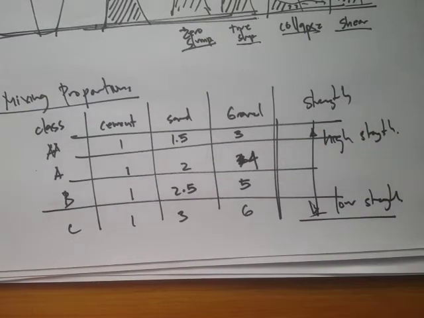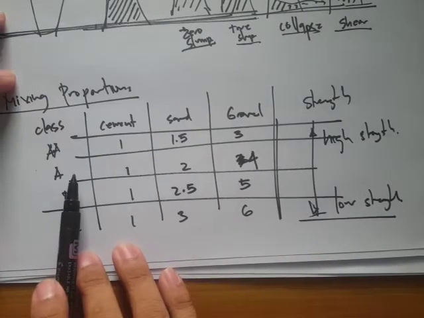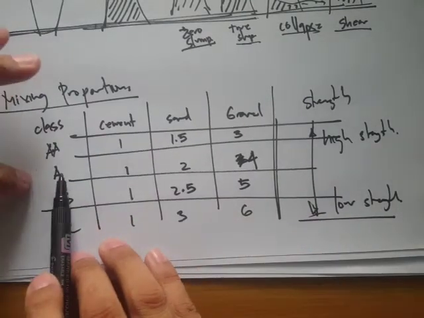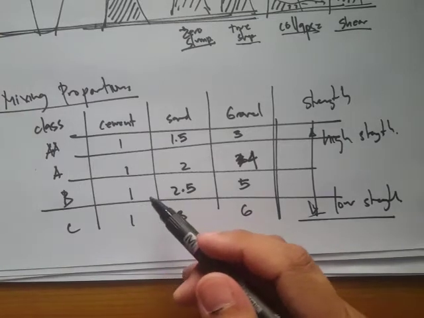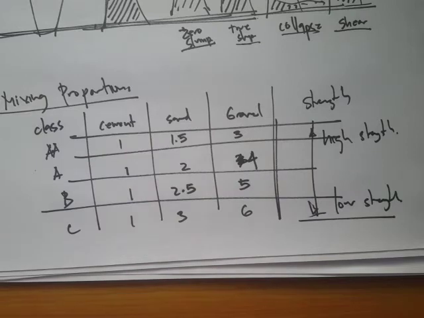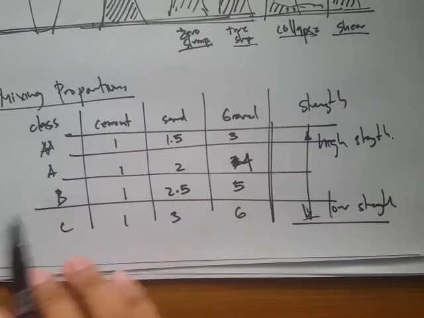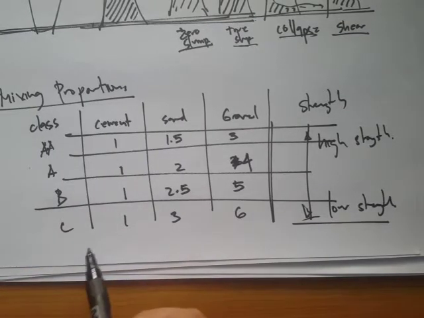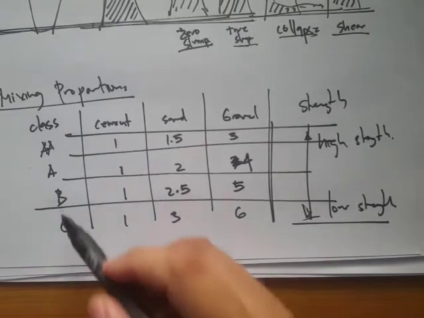The reason why there are these different class proportions is simply because of the different applications. For applications that require much strength, you would need double A or class A proportions, for example beams and columns. But for structural members that do not require much strength, probably you can use class B or class C, depending upon the designer and the applications.